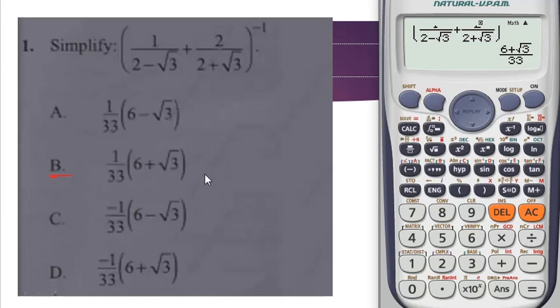Once you know this, there's no need for you to find the conjugate and all that. You just punch it in the same way I just did, and then you find the answer without wasting much time. You can use less than 20 seconds to solve this question, but if you were to solve this manually, you would have used more than, let's say, 3 to 5 minutes. So let's proceed.